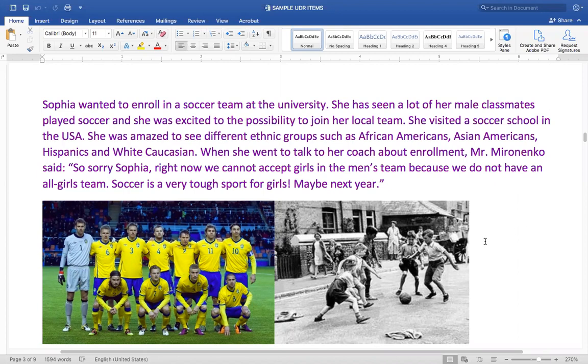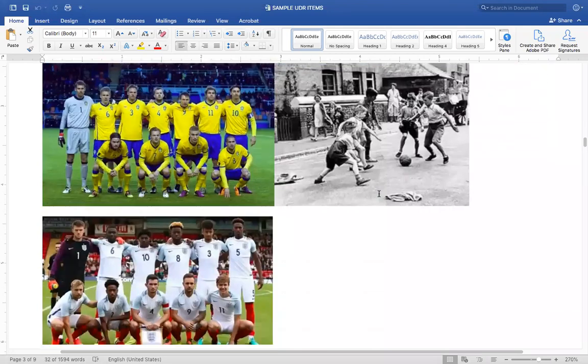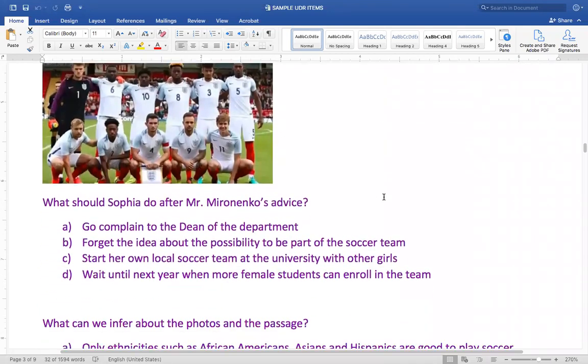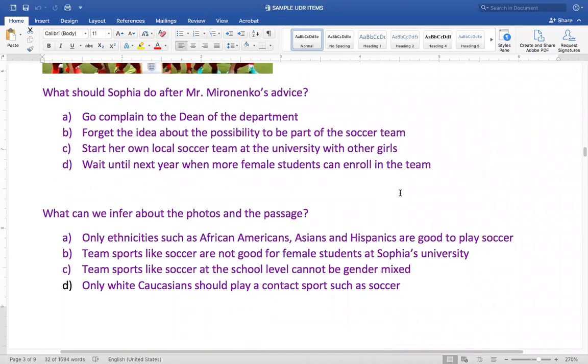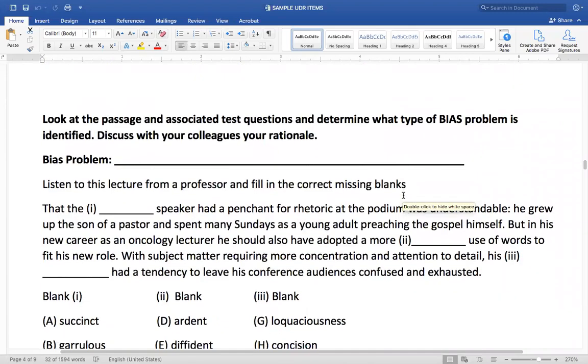Very interesting, even sensitive topics. Here, in the context, Mr. Mironenko said, "So sorry, Sofia, right now we cannot accept girls in the men's team because we don't have an all-girls team. Soccer is a very tough sport for girls, maybe next year." So the statement in itself is very, very inappropriate, right? So we also see gender stereotypes. We need to be careful how we design our test questions and passages. Let's look at another example.